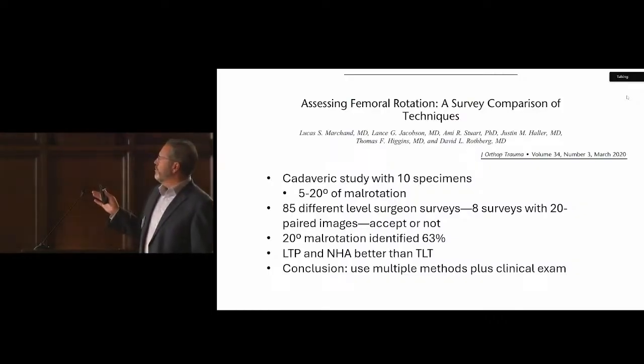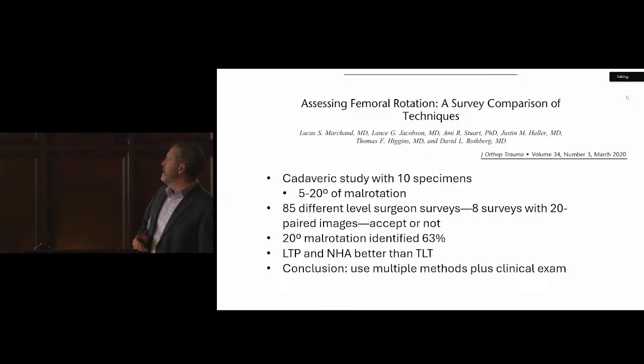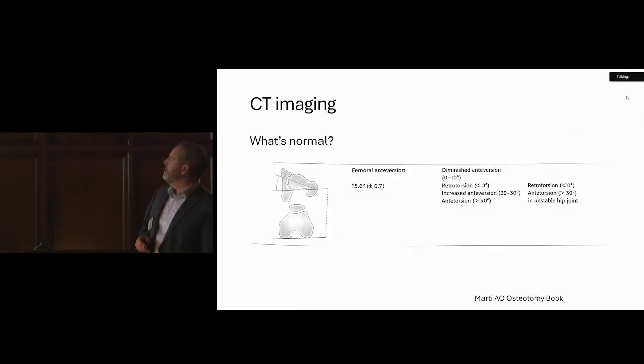Lesser trochanter profile, and the head axis was better than the true lateral technique, but it took up to about 20 degrees of malrotation for over 60% to be identified. So the conclusion was, use multiple techniques. Obviously, if you do more than one technique, you're going to be more likely to be better at determining differences.